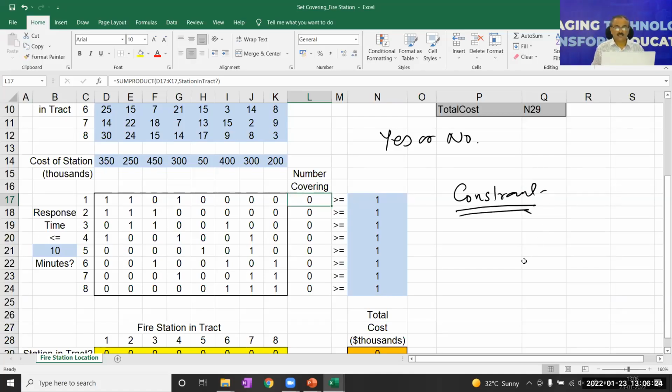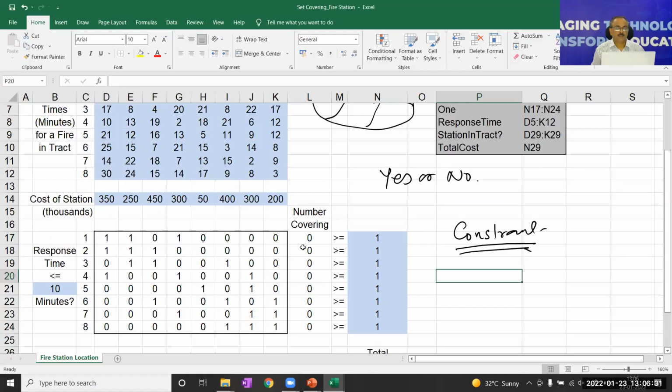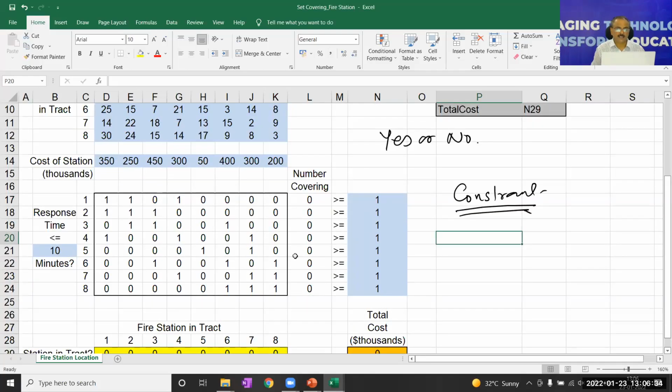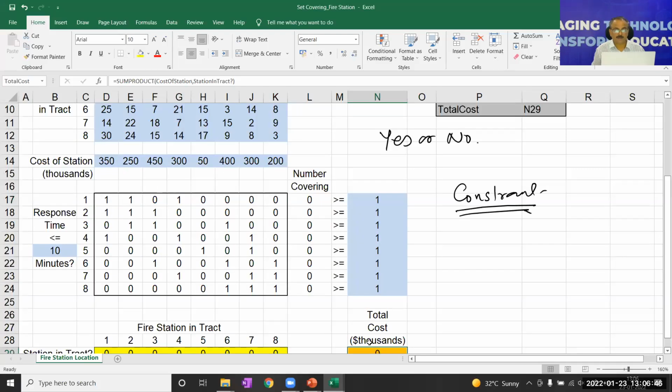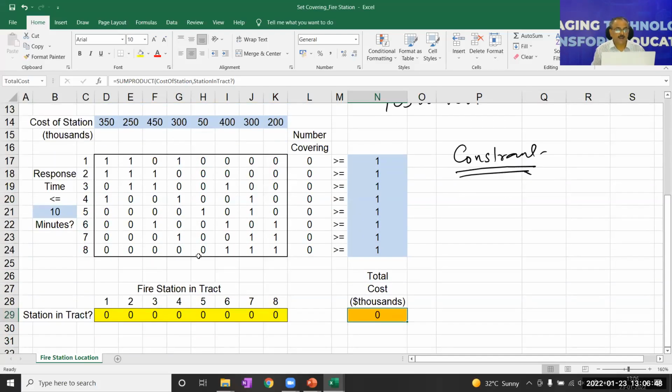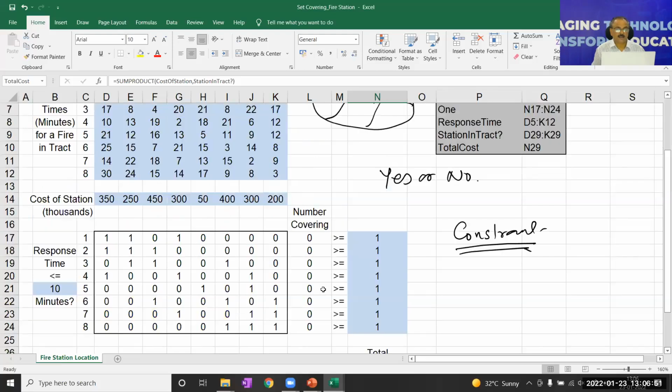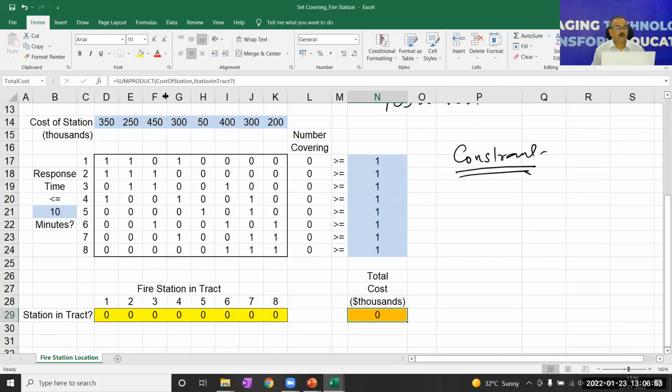Based on this constraint, you can formulate it as an optimization problem utilizing binary integer programming. This is the decision variable: which tract should receive the fire station. And this is the objective function. The objective function is nothing but which tract will receive a station and the associated cost. So it will be a sum product of the cost of the station and whether the fire station is located in that particular tract or not.